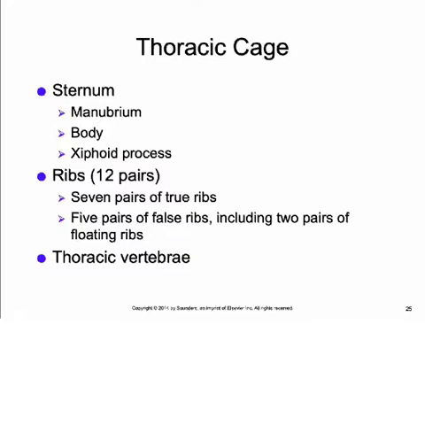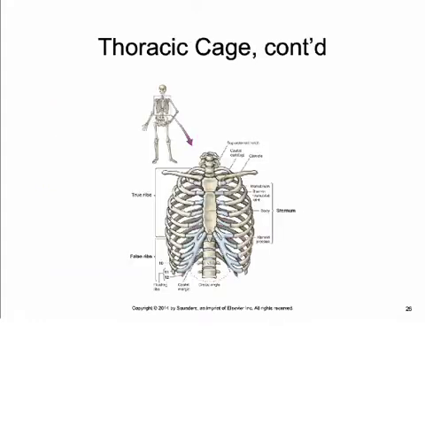Okay? The thoracic vertebrae, again, there's 12 of them, and we already detailed how they articulate with the ribs. So you can see the rib cage there, okay? The different structures.